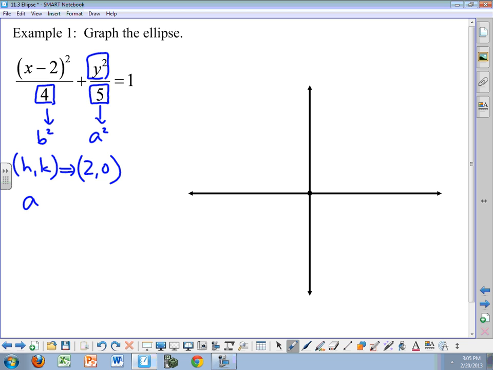So our center is going to be 2, 0. Our a value is going to be the square root of 5, and our b value is going to be 2. So that's going to give us some lead in to graphing this ellipse. Let's start with that part.